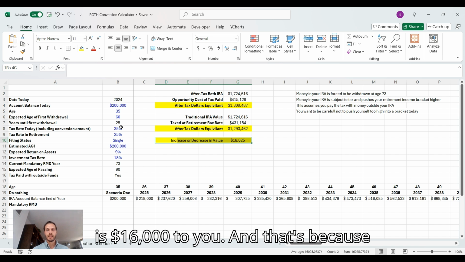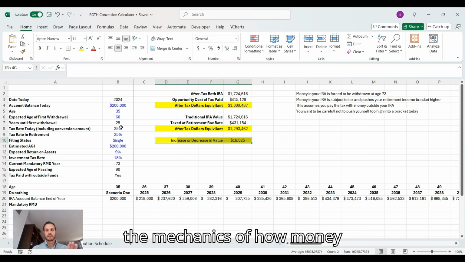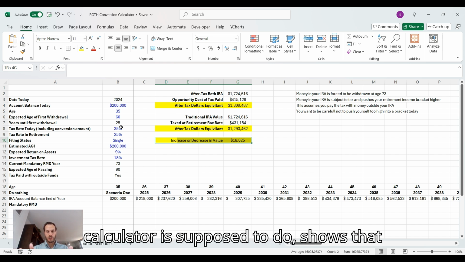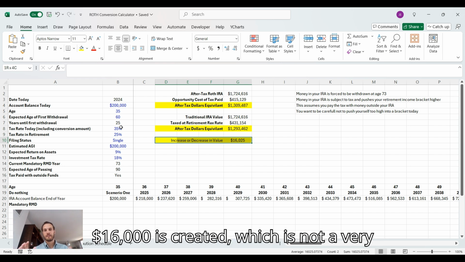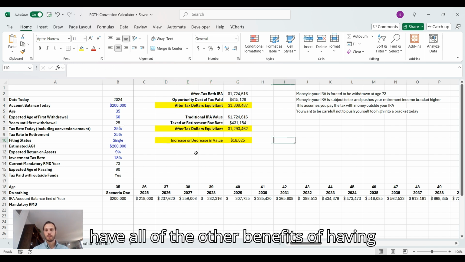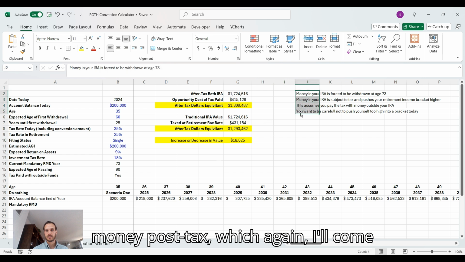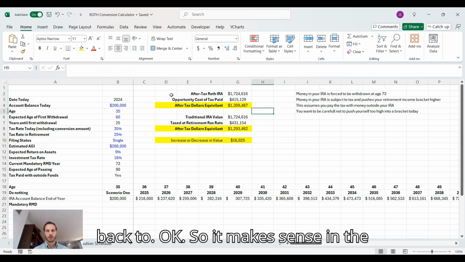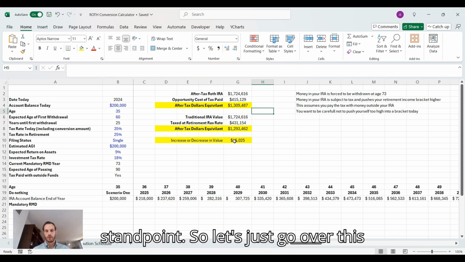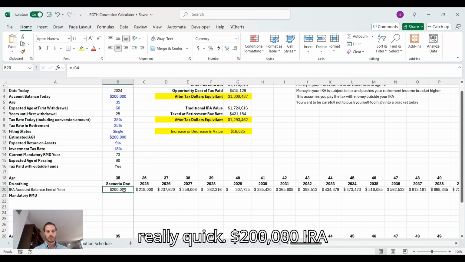And that's because the mechanics of how money grows, how it's taxed, and all of the different parts of that, which this calculator is supposed to do, shows that $16,000 is created, which is not a very big thing. However, you have all of the other benefits of having money post-tax, which again, I'll come back to. Okay, so it makes sense on the dollar front and from an operational standpoint. So let's just go over this really quick.